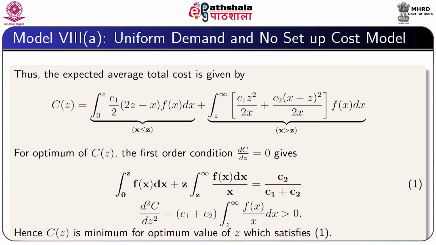For optimum of C(Z), the first order condition dC/dZ equal to 0 gives integral 0 to Z f(x) dx plus Z into integral Z to infinity f(x)/x dx equal to C2 by (C1 plus C2). We also checked that d2C/dZ2 equal to (C1 plus C2) into integral Z to infinity f(x)/x dx, which is greater than 0. This indicates that the optimum value of Z satisfying equation 1 actually minimizes the expected average total cost C(Z).